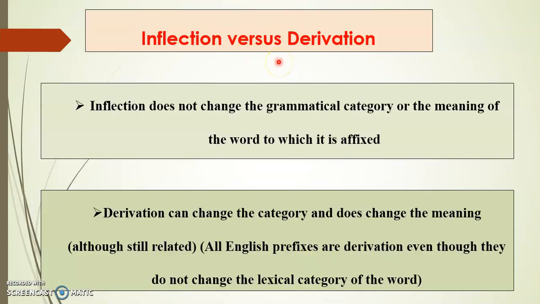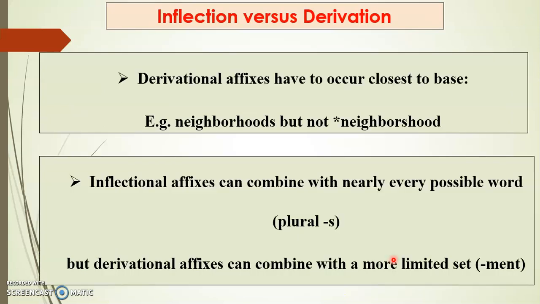Inflection versus derivation. So here we have a contrast between both of them. Inflection does not change the grammatical category or the meaning of the word to which it is affixed. This is very important. And derivation can change the category and thus change the meaning, although it's still related. And all English prefixes are derivational, even though they do not change the lexical category of the word. Okay? And derivational affixes have to occur closest to the base. This is very interesting. So you have neighborhoods, but you cannot say neighborhoods'hood. Hood is a derivational affix, and the s is inflectional. So the derivational occurs before the inflectional.